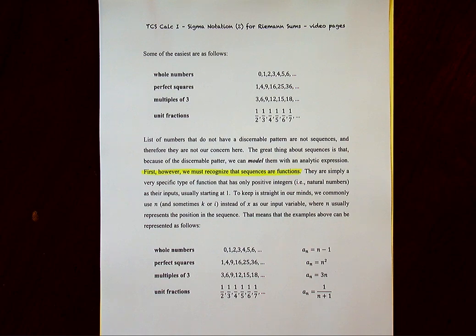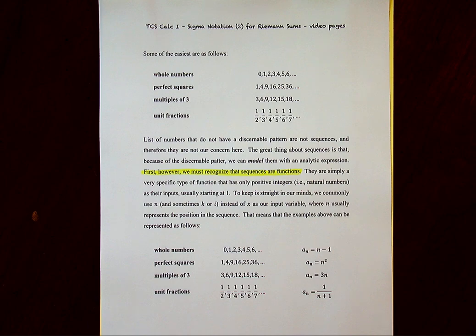They have only positive integers or natural numbers as their inputs, usually starting with 1. Now, because they wind up being different in nature than regular functions, we usually use a different variable, meaning instead of x, we're using n, or sometimes k or i. But usually not x, because x is reserved for functions.